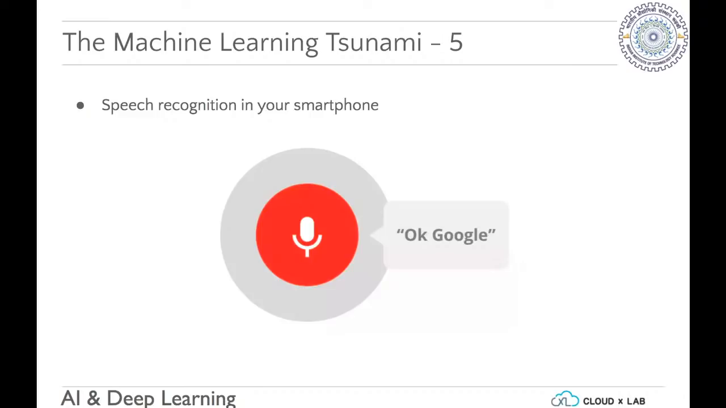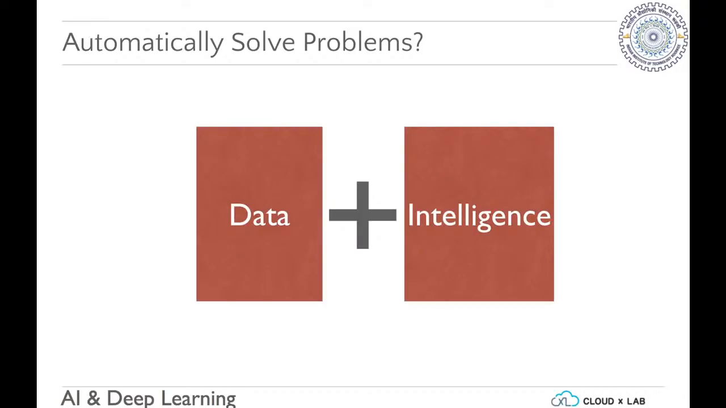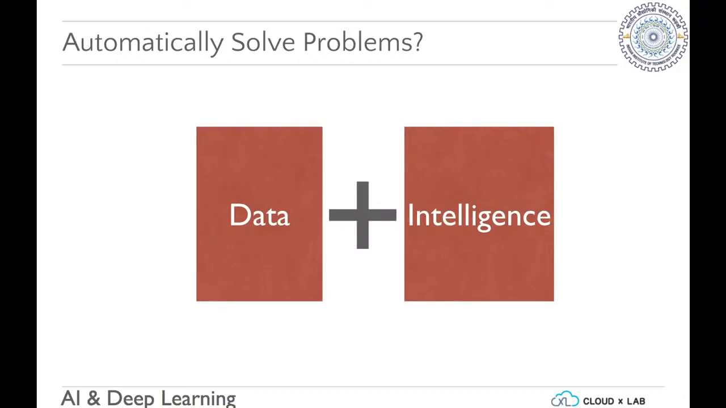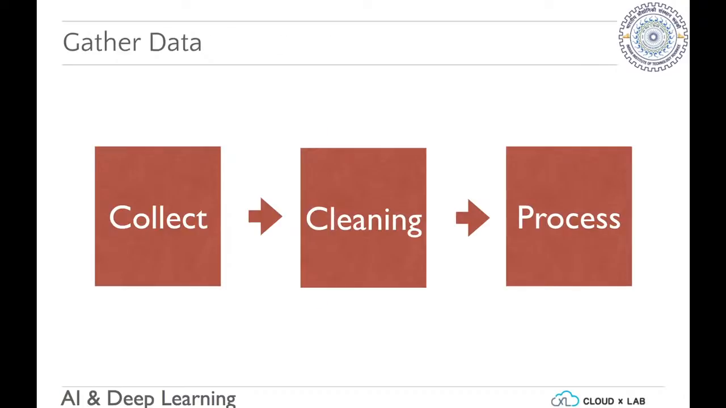So basically, to solve most machine learning problems, you need two things: data and algorithm, or you can say data and intelligence, correct? And these two things, I'm going to take one at a time. Let's take the data part. For data, we need to gather data, right?